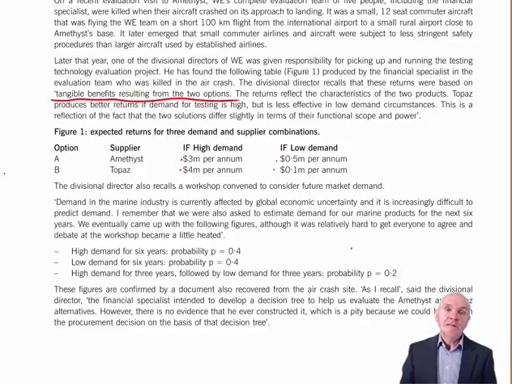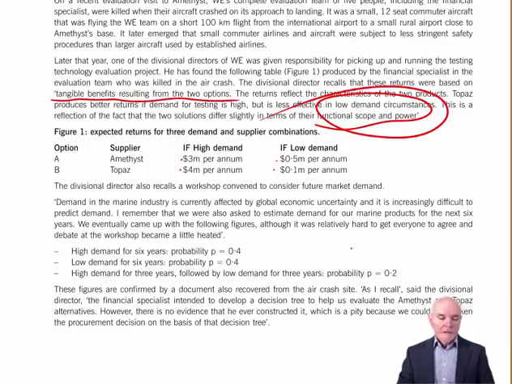If morale is poor, then you will be losing these valuable skilled programmers, and you've got a big burden to try to recruit them. So that is important. The returns reflect the characteristics of the two products. The Topaz produces better returns if demand is high. We know this, less effective in low. We knew it was a very small return if low. But they differ in their functional power and scope. Yes, so I did say you have to take into account the functionality of the software as well.